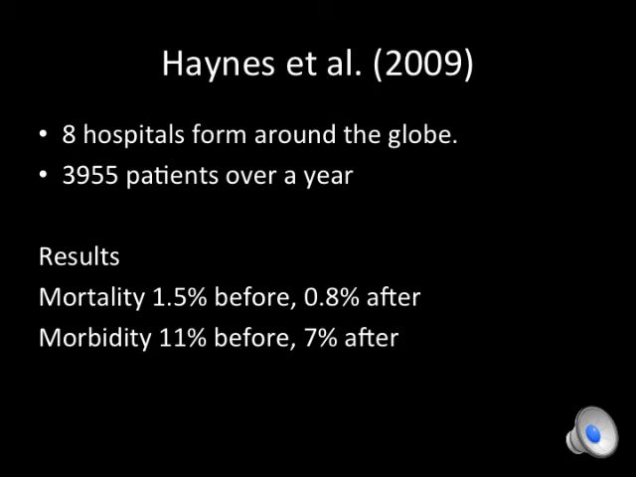The results were very positive. Before checklists were introduced, the rate of death was 1.5%. After the checklist, this moved to 0.8%. The rate of any complications moved from 11% before introduction to 7% after. All sites reported reductions in their mortality and morbidity rates. This study provides great evidence towards the benefits of the introduction of checklists.